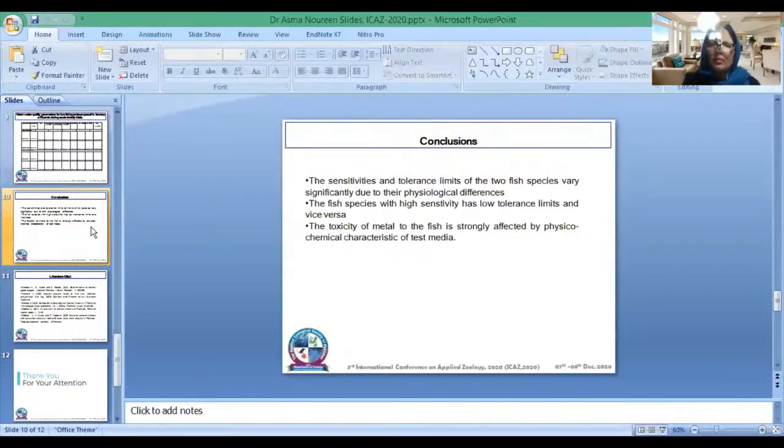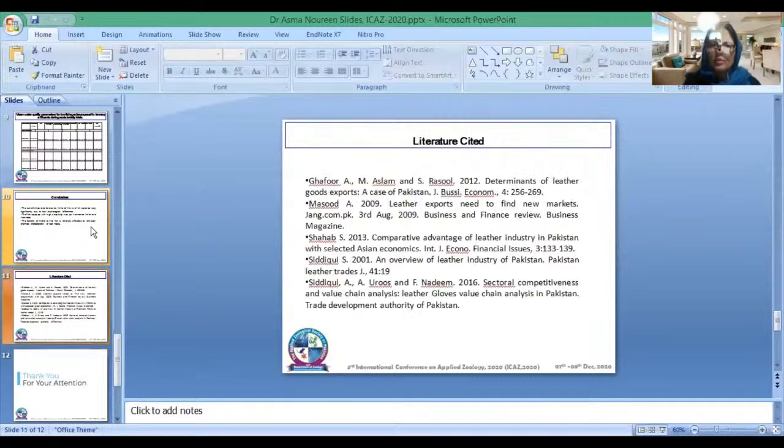From the findings of this study, it is concluded that the sensitivities and the tolerance limits of the two fish species vary significantly due to their physiological differences. The fish species with high sensitivity has low tolerance limits and vice versa. The toxicity of metals to the fish is strongly affected by the physicochemical parameters of the test media.